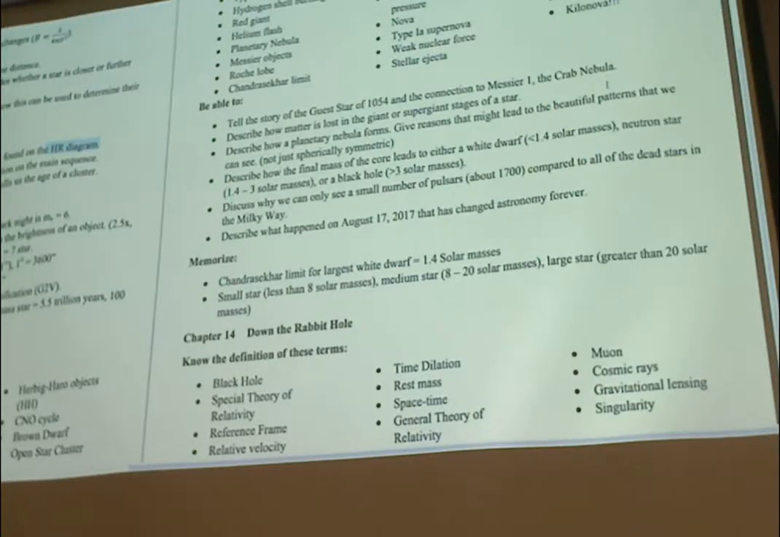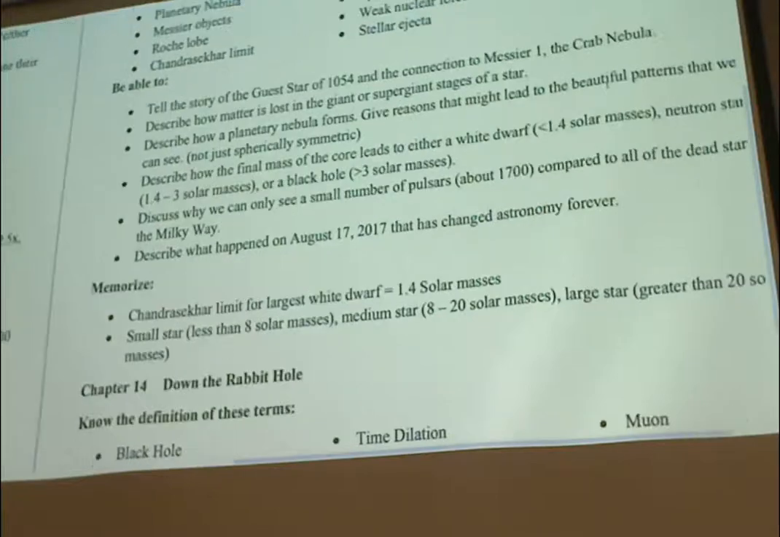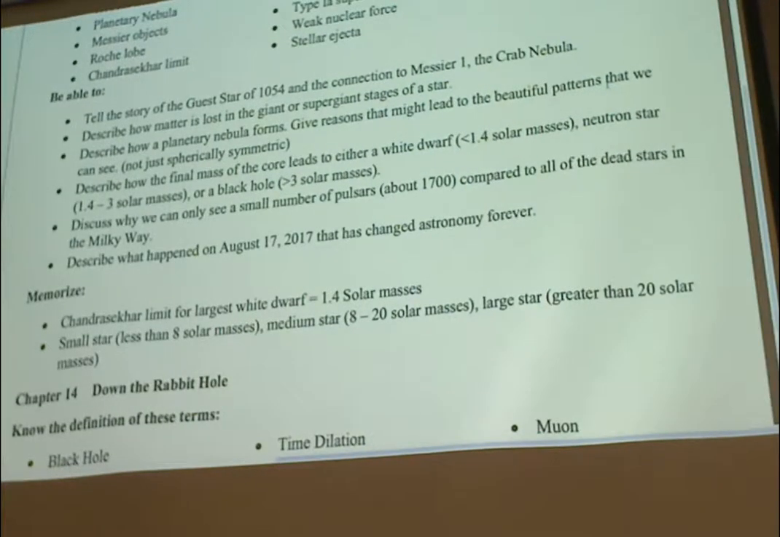Describe what happened August 17, 2017. There was an event. I'm going to show you a video tomorrow. Let me not show you today because I'm going to show you tomorrow. But on August 17, 2017, we detected the first kilonova. And the interesting thing is that that turns out to be a pretty important event. And much of the heavier elements on the periodic table are made in this kind of event. So we had never seen that happen before.